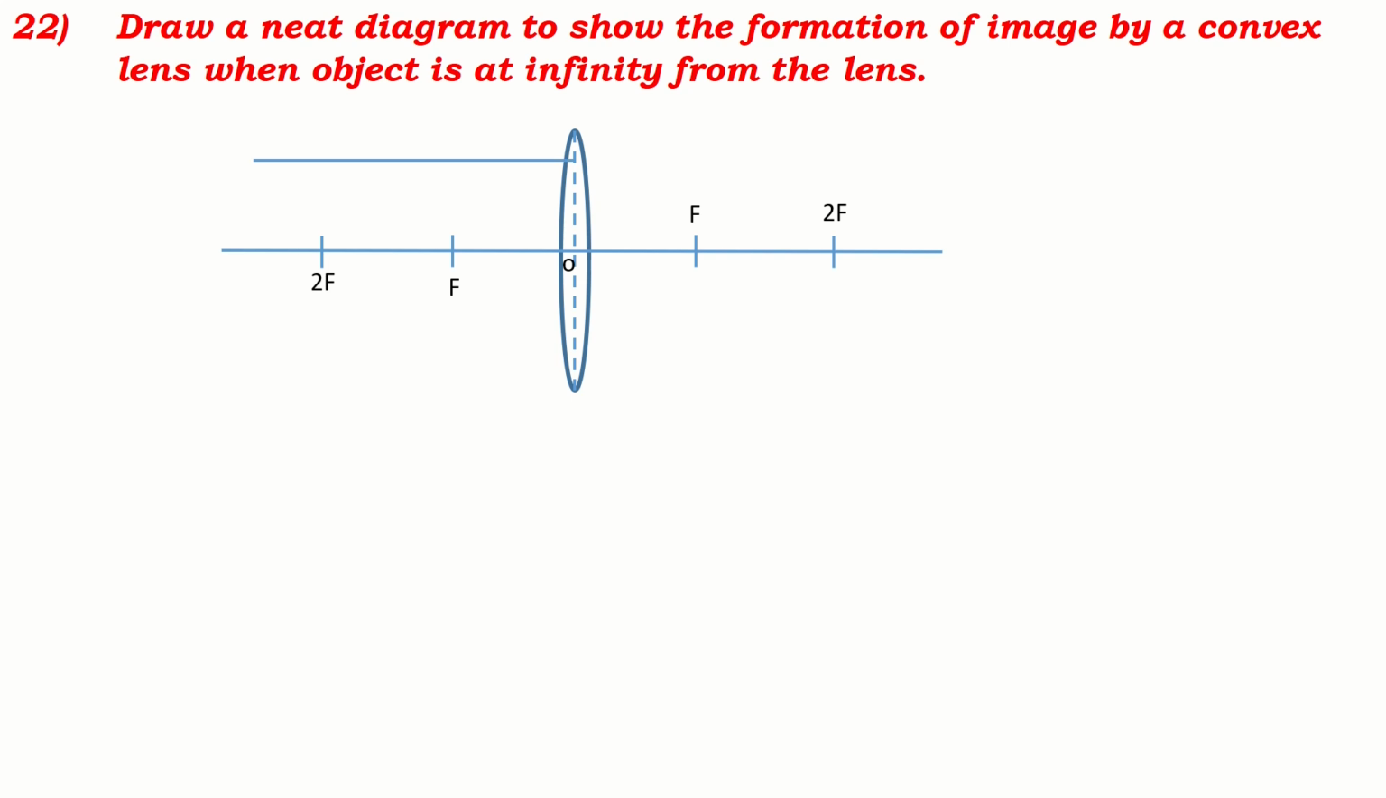First ray we'll draw parallel to the principal axis. It passes through the focus this way. Another ray also we have to draw, which is coming from the object, and it also passes through the focus.